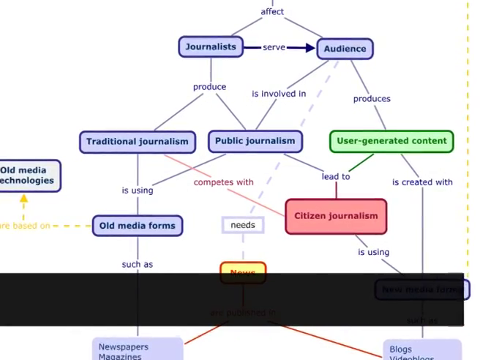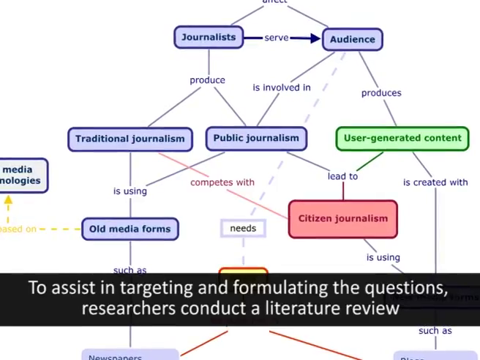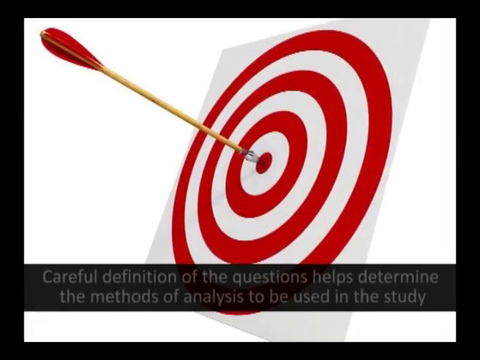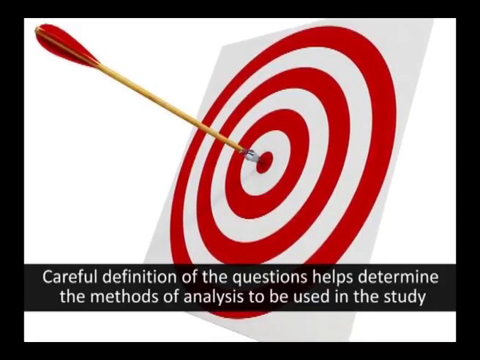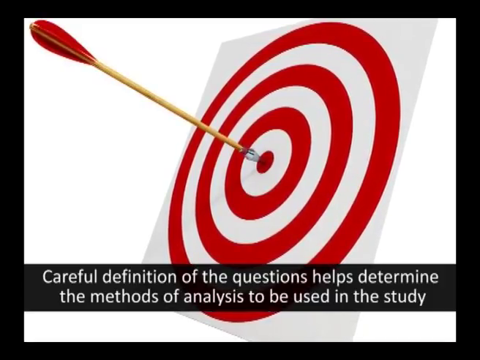To assist in targeting and formulating the questions, researchers conduct a literature review. This review establishes what research has been previously conducted and leads to redefined, insightful questions about the problem. Careful definition of the questions at the start pinpoints where to look for evidence and helps determine the methods of analysis to be used in the study. The literature review, definition of the purpose of the case study, and early determination of the potential audience for the final report guide how the study will be designed, conducted, and publicly reported.